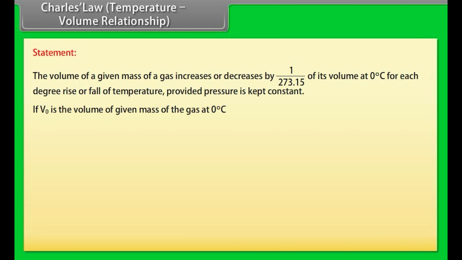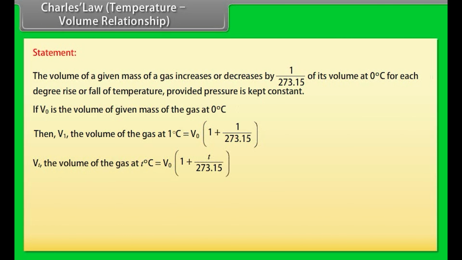If V0 is the volume of a given mass of a gas at 0 degrees Celsius, then V1, the volume of the gas at 1 degree Celsius, is equal to V0 × (1 + 1/273.15). Vt, the volume of the gas at t degrees Celsius, is equal to V0 × (1 + t/273.15).